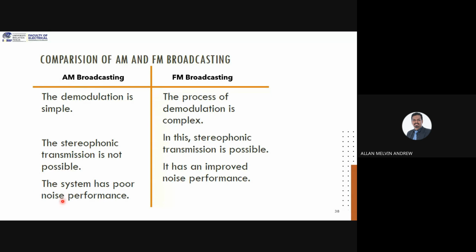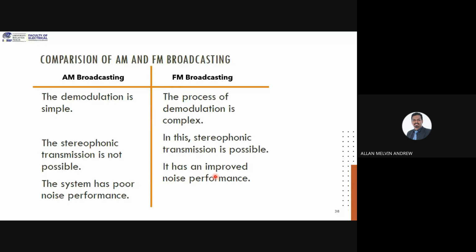For AM, the system has poor noise performance, so a lot of distortion happens, and it can alter the final message. But FM has improved noise performance, with a lot of noise cancellation and noise improvement, in order to deliver the exact message that you are sending.